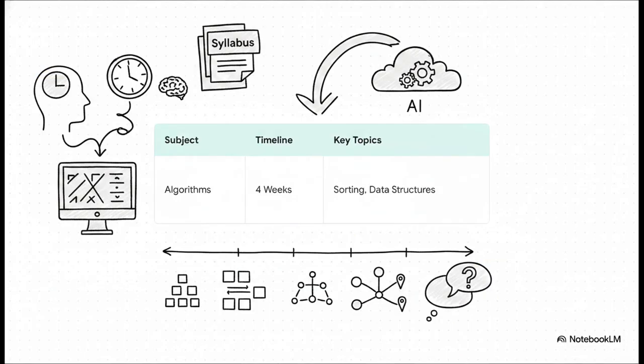And hey, if you're struggling with time management, you can literally plug your syllabus and timeline into the AI. An algorithm student facing a 4-week timeline, for example, can ask the AI to map out sorting, data structures, and depth-first search into a day-by-day plan. The AI will intelligently mix active recall and review, taking the sheer overwhelming panic of scheduling completely off your plate. That way, you can just focus on executing the plan.